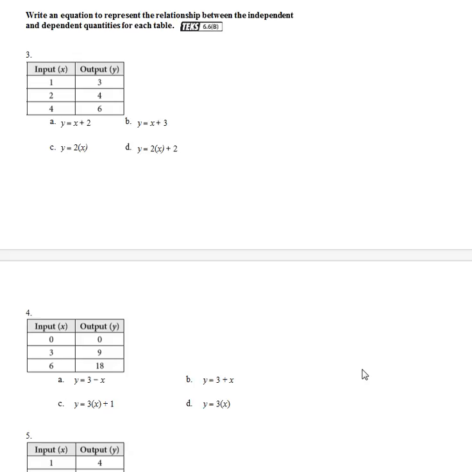Number 4. The top of the table reads input x, output y. A, y equals 3 minus x. B, y equals 3 plus x. C, y equals 3x plus 1. D, y equals 3x.